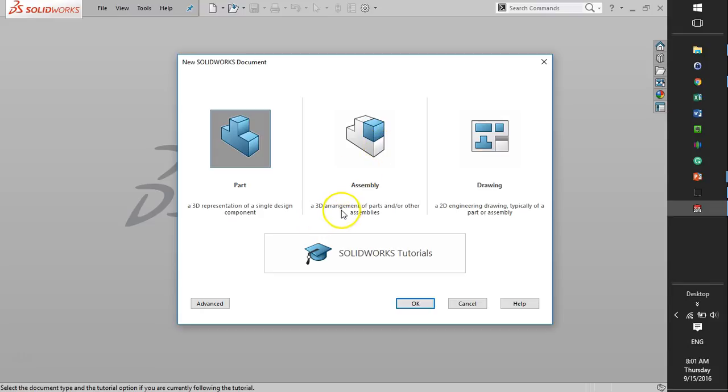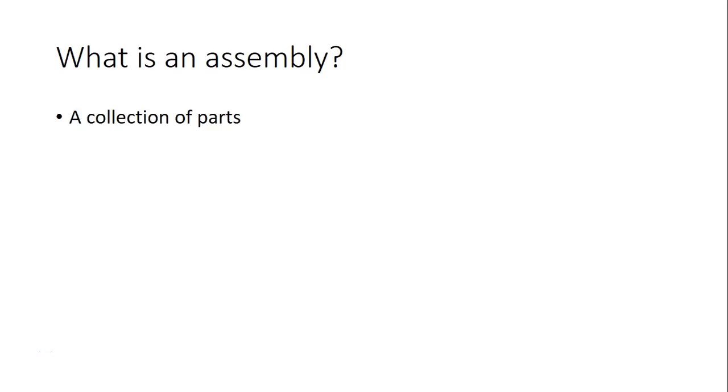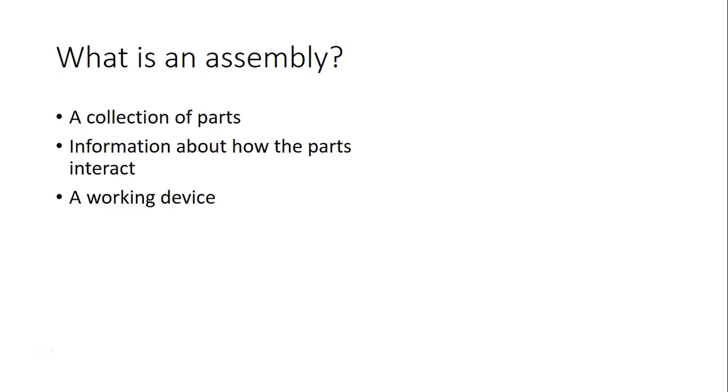An assembly, like it says here, is a 3D arrangement of parts or other assemblies within SolidWorks. So it's basically a collection of parts. And more importantly, it's information about how the parts or sub-assemblies interact with each other. It allows you to make a working device.